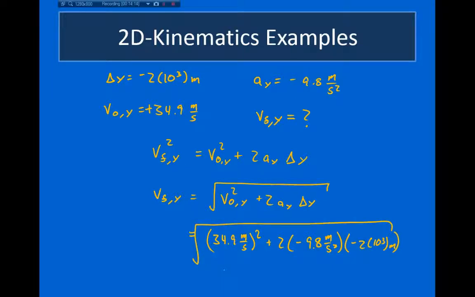Now notice that when we look at this equation here, this number on the right is going to be positive. We have minus 9.8 meters per second squared times minus 2,000 meters. Okay, so we have a negative number times a negative number. That gives us a positive number.